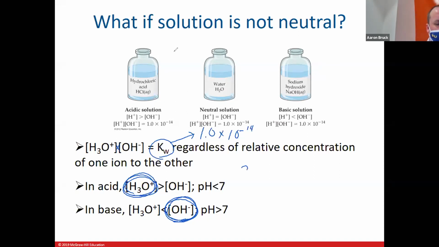Because again, pH is equal to the opposite of the logarithm of the hydronium concentration. So when the concentration of hydronium is high, we're going to see lower pHs come out as a result. When the concentration of hydronium is low, because we've got more hydroxide in there, then the pH is going to be on the higher side.